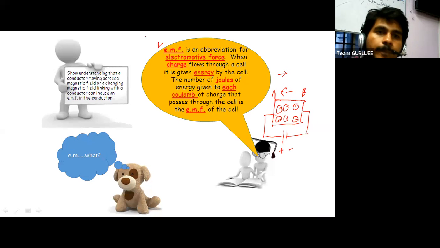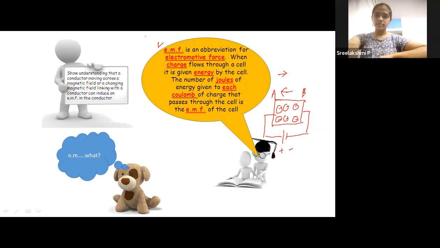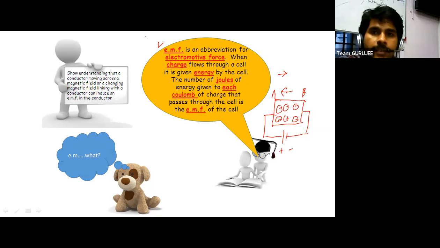Is it clear? The students, is it clear? Hello? Clear. Okay. Vijay, understood? Okay. What about Sri Lakshmi? Is it clear, ma? Yes, sir.